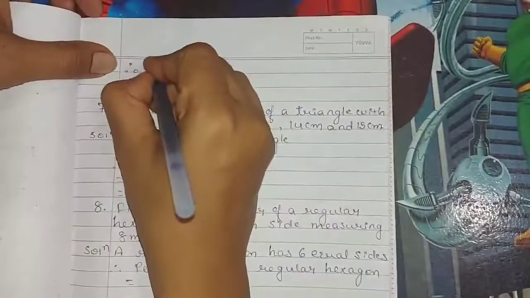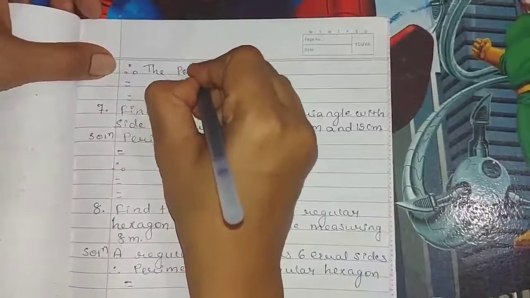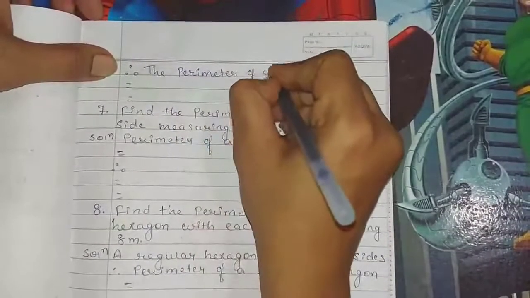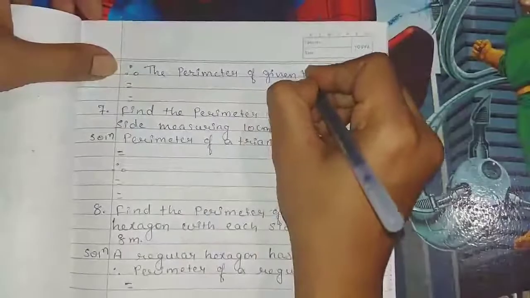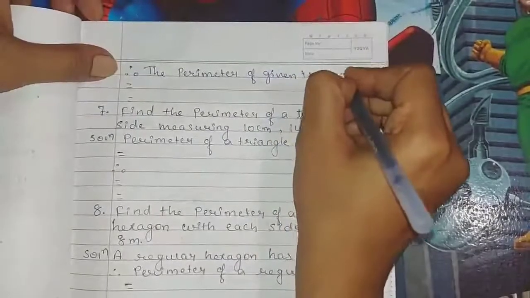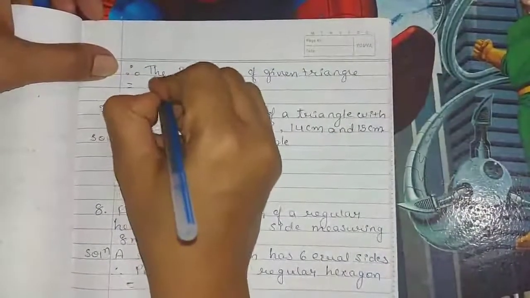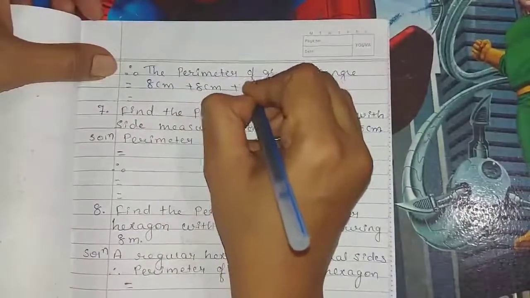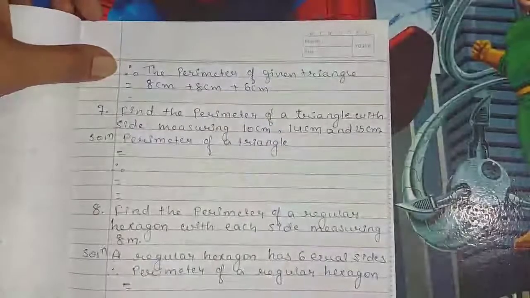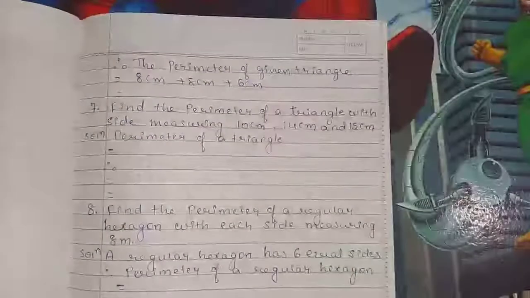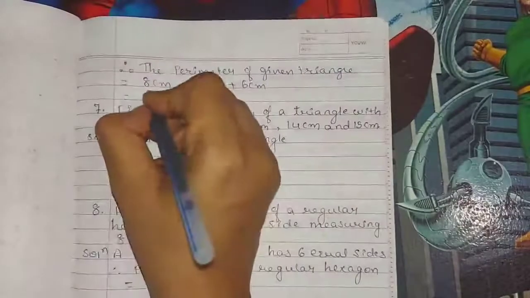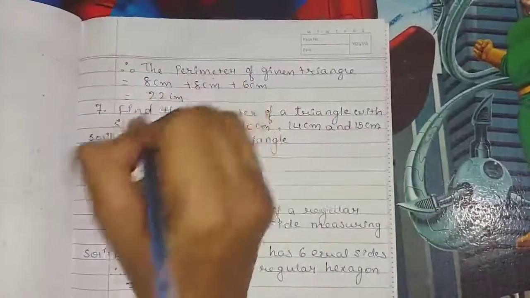Therefore, the perimeter of given triangle equals 8 cm plus 8 cm plus 6 cm. So what would be the answer? 8 plus 8 is 16. 16 plus 6 is 22 centimeter.